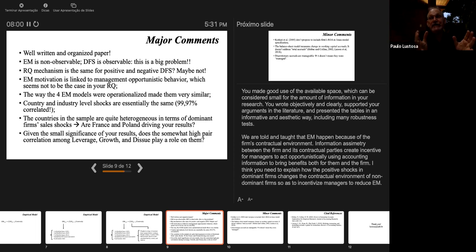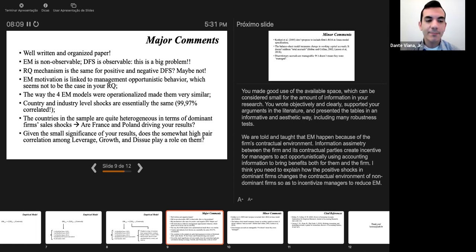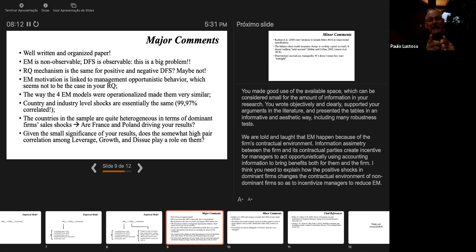And in your sample, you have nine countries, but 4 or 5 of them have negative shock. Yeah, look at the descriptive statistics, 4 or 5 of them have negative shock. So I think you should base your argumentation also on negative shocks, because why do negative shocks also produce an increase in earnings management. So this is a point that you should care of.